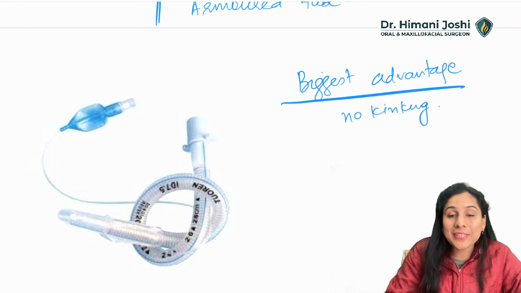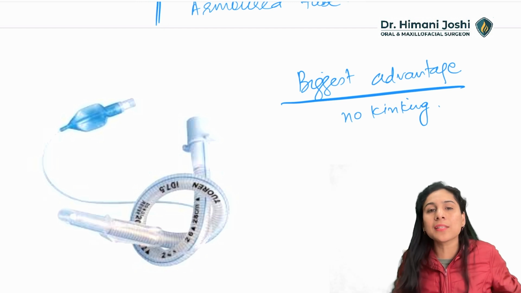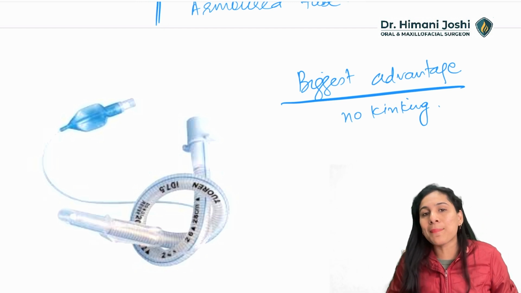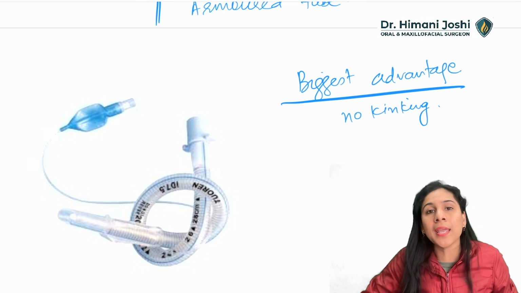Alright, so with this basics, I hope you understand the two basic types of tubes. Next episode, we will talk about the preformed or the RAE tubes.